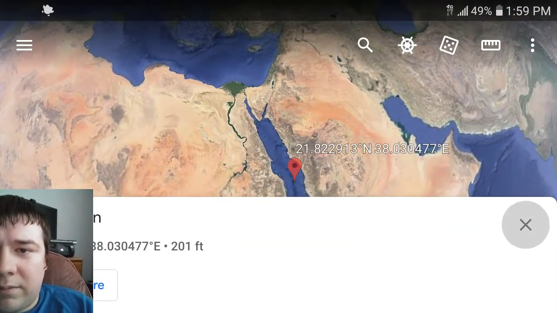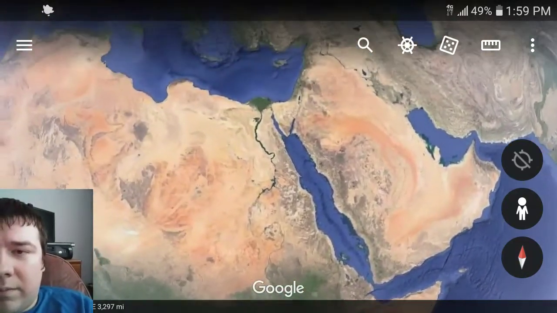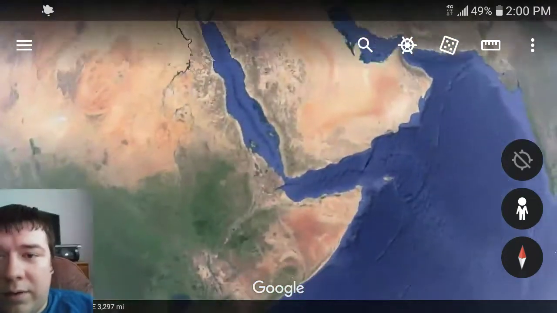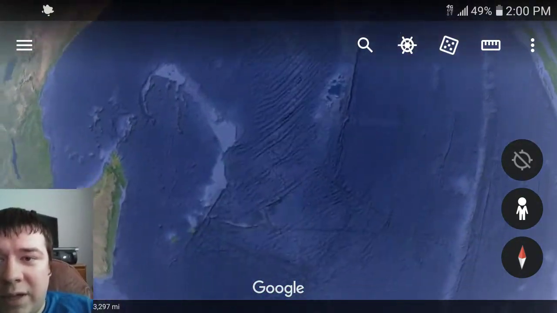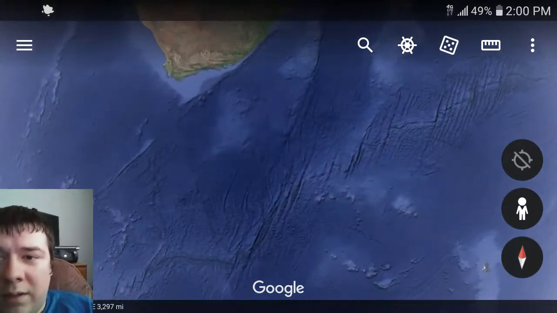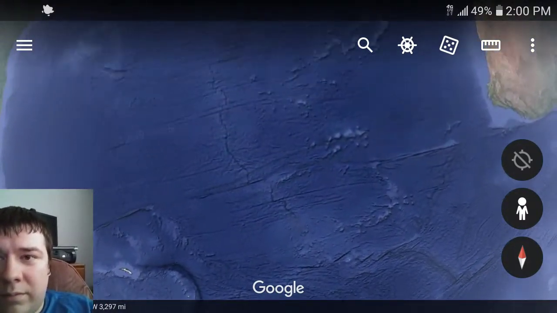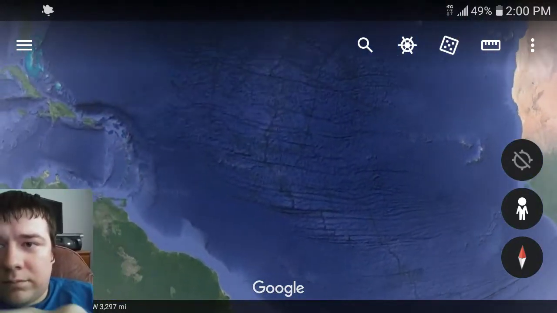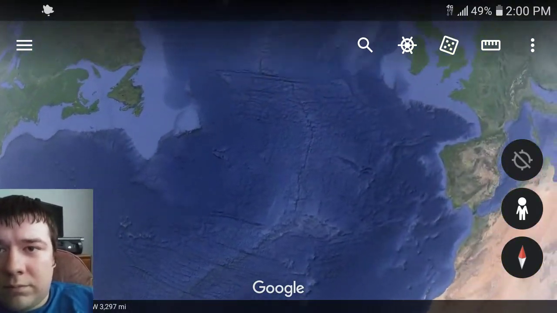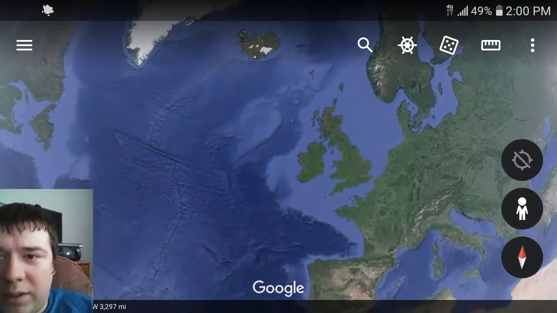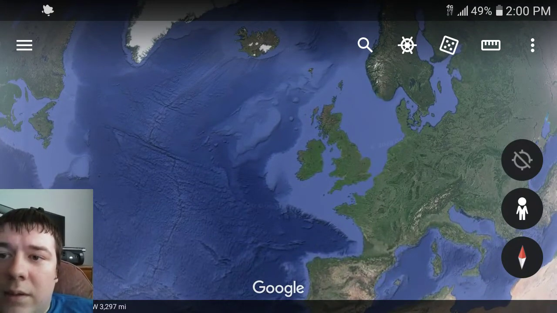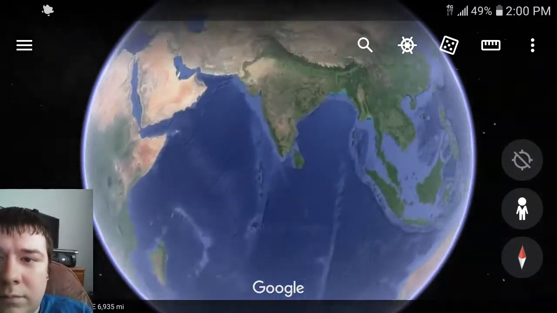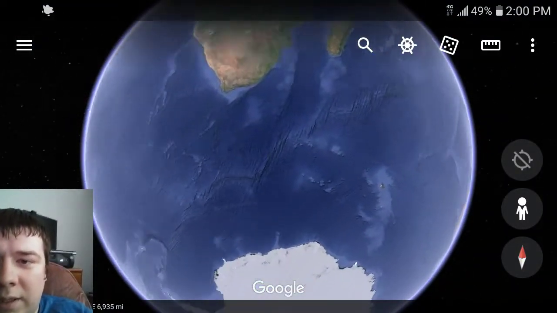Or it could have started here. It could have started right here and then cracked all the way around. But it kind of looks like it tapers out right around here. So maybe not. Where it starts, I don't know. But the crack is huge. It goes all the way up to here. So cool. I think that's everything I wanted to look at.